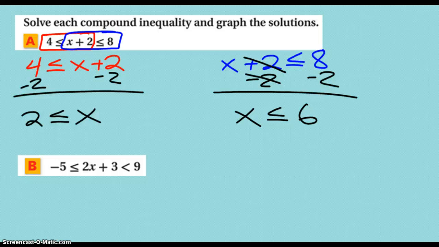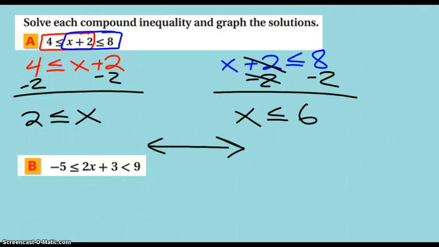Now, all we have to do here is check this out. If we were to graph x is greater than or equal to 2, we'd find 2 and then graph anything greater than that. Same with x is less than or equal to 6. We'd find 6, and it would be anything less than or equal to 6. Now you can see that these two are eventually going to meet, and there's going to be values in between that also fit for both of them. And we're looking for the intersection. Where do these two things meet? So when we graph this, we have to consider both things together.